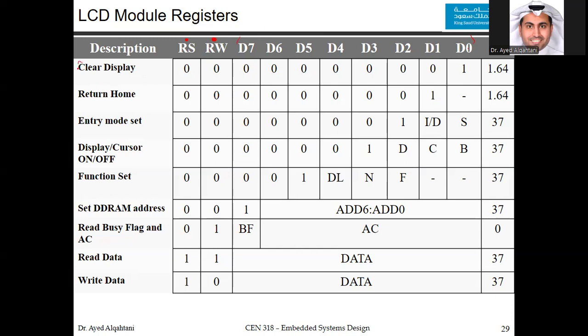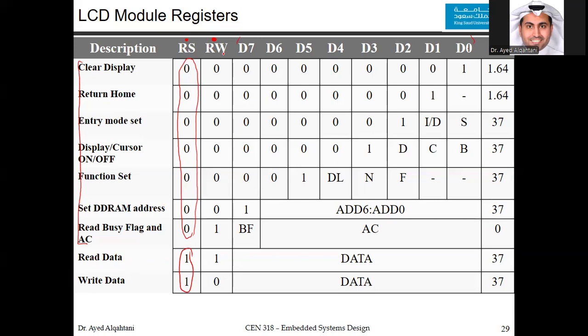For all of these commands, or all of these instructions, you can notice that the RS is equal to 0 for all of them, meaning that they are instructions. And this is exactly what we said in the table when we talked about the interface. Now, the read data and the write data, it's only 1.